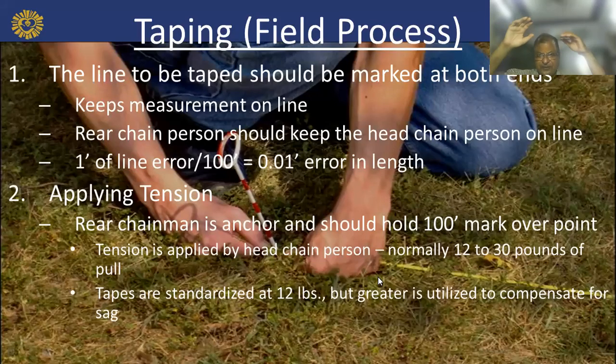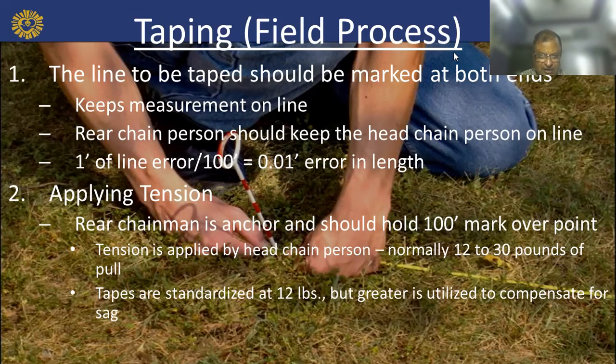Now the taping field process. This is the taping field process. The line to be taped should be marked at both ends and the measurement kept on the line. The rear chainman should keep the head chainman on one of the marks and apply tension.